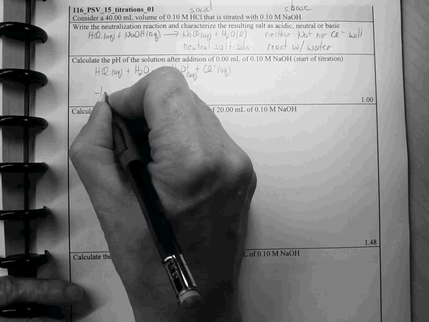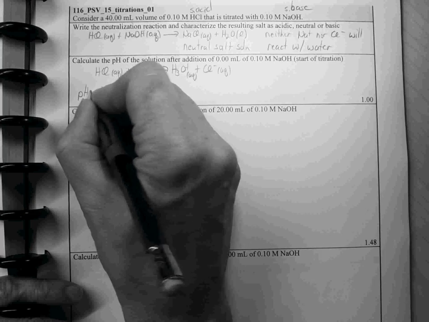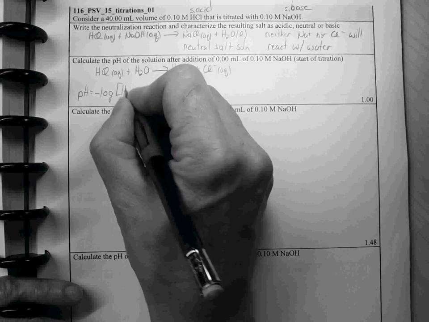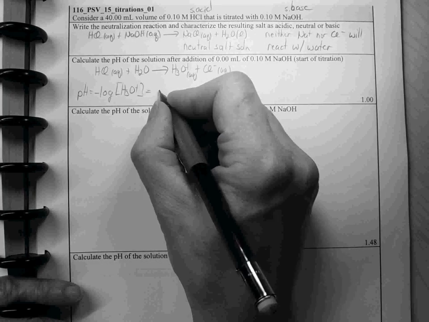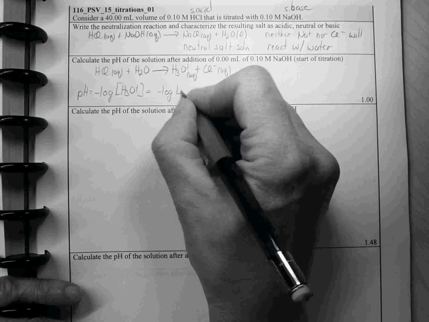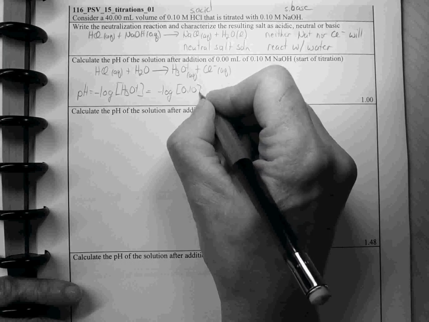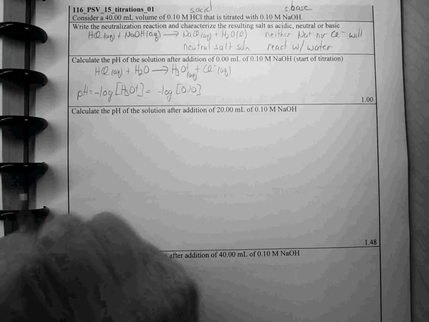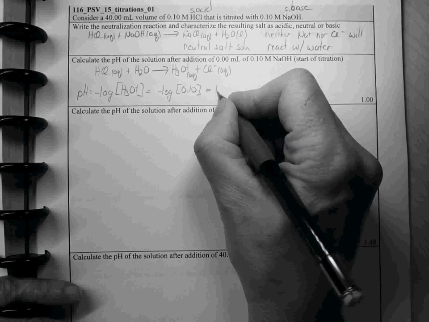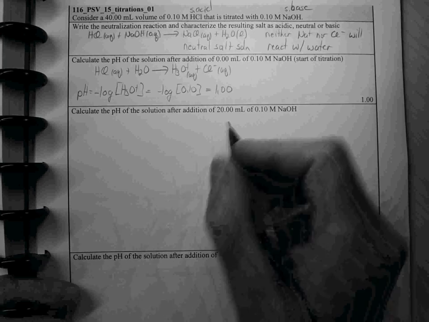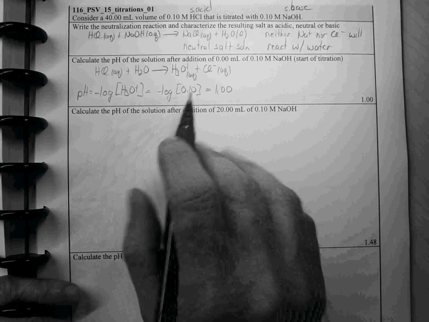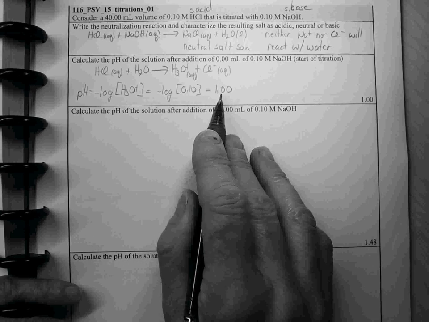So for the pH, it's the negative log of H3O plus. We know that H3O plus is 0.10, because that's the initial concentration of the HCl, and this is equal to 1.00. Note I have 2 sig figs on our pH. When we take the log of a number with 2 sig figs, we only count the decimal places after the decimal point as significant.